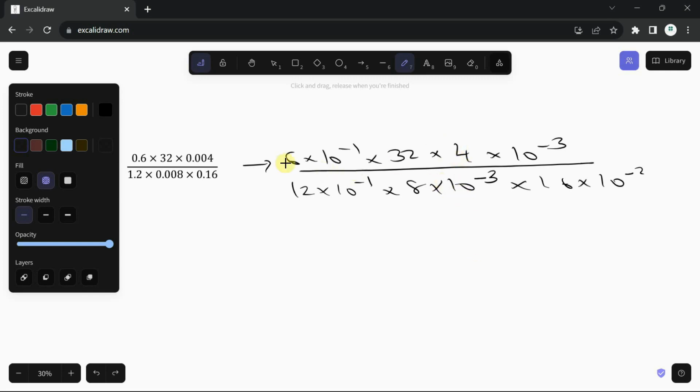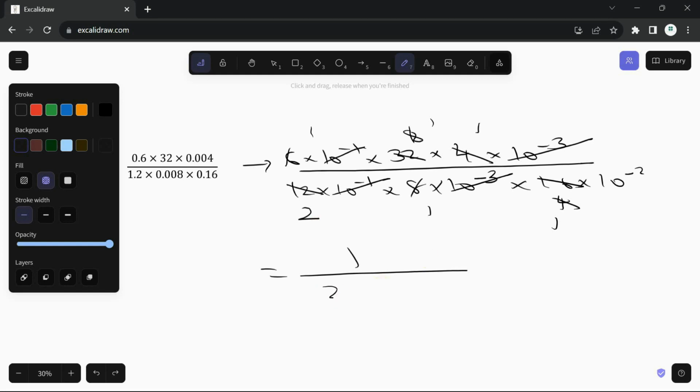So since this is multiplication, we can be able to cancel out like that. So 16 here, 4 here, 4 here, right? 10 raised to the power of 3 will cancel 10 raised to the power of 3. 10 raised to the power of minus 1 will cancel 10 raised to the power of minus 1, right? 4 here, 8 here, 8 here, 6 here, 6 here. So we are left with, all of these have been considered, 1 over 2 times 10 raised to the power of minus 2.